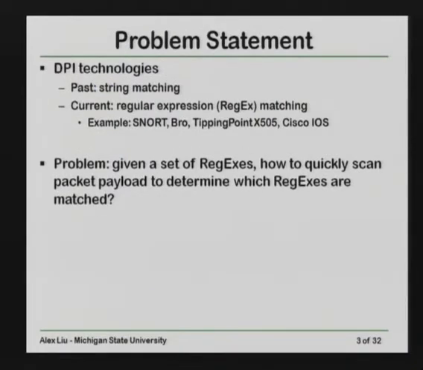DPI technology in the past was mainly string matching. Currently they use regular expression matching, because regular expressions have much more expressive power than simple strings. For example, commercial DPI technologies like Snort, Bro, and TippingPoint use regular expression matching. The problem is this: you are given a set of regular expressions, and you need to quickly scan the packet payload to determine which regular expressions are matched. One payload may match multiple regular expressions. That's the problem.